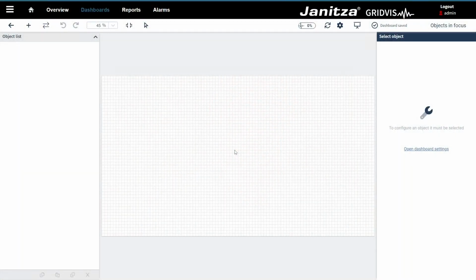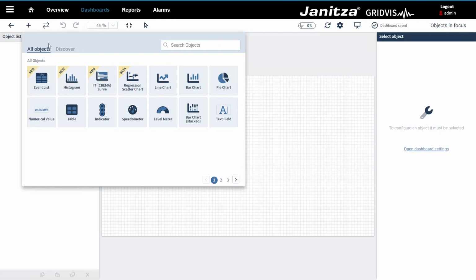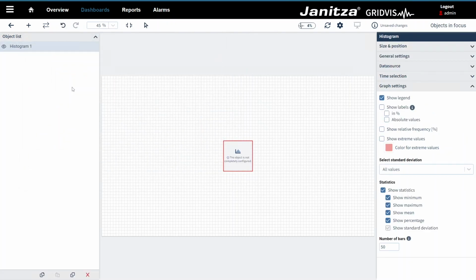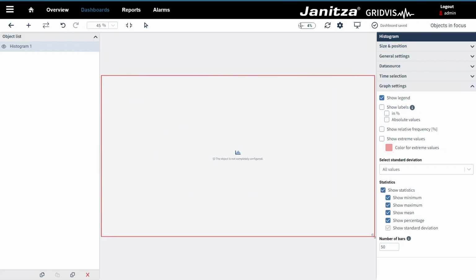The histogram arranges historical measured values according to their frequency of occurrence. Place the corresponding object on the dashboard. Drag it to the desired size. Next, select the measured value to be used in the histogram.